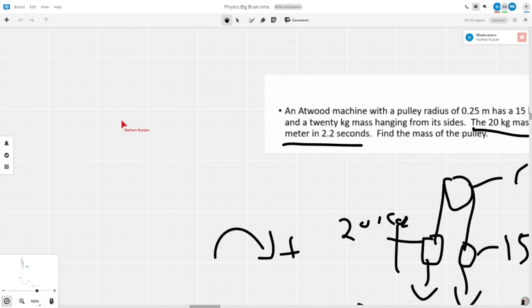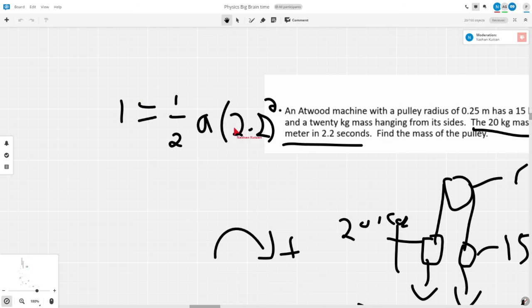So 1 meter is equal to initial displacement, which is just 0, plus initial velocity times time. Initial velocity is 0, so that just cancels out. And then we have 1 is equal to 1/2 a t squared, and that t is 2.2. Sorry, I'm kind of going into the problem. T squared. And so now we solve for a.